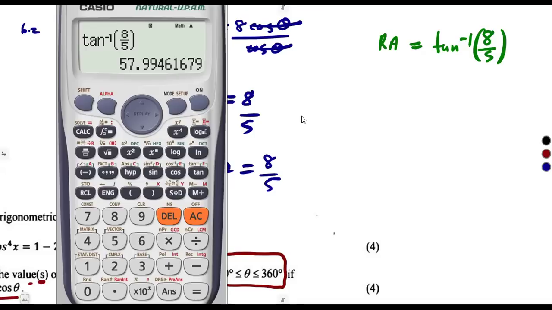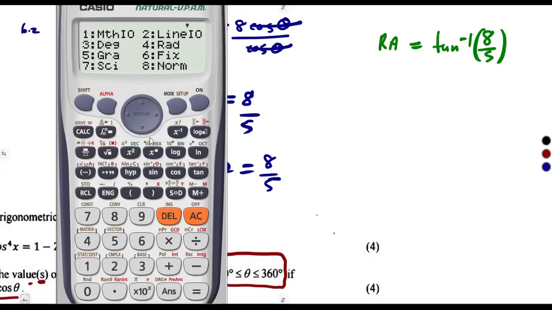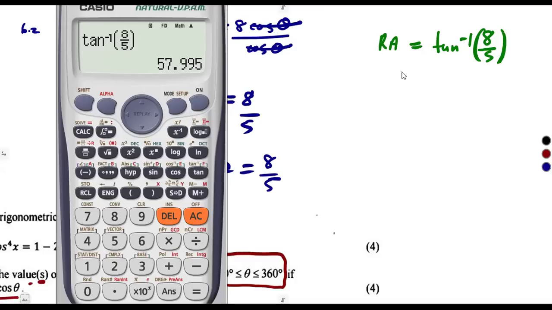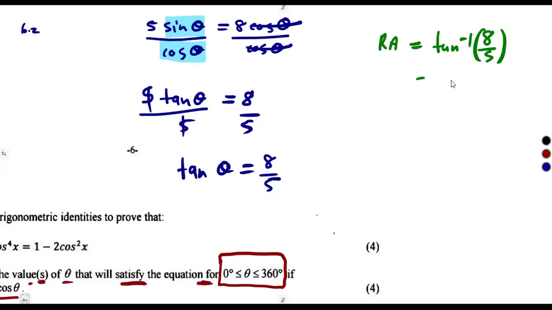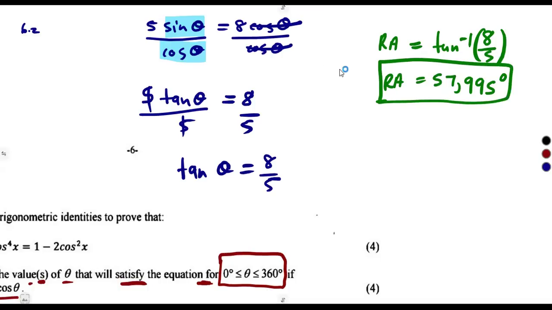This is not the exact angle. It is the reference angle. Remember, the reference angle is the acute angle. You're calculating the acute angle. To 3 decimal places, that is 57.995. This is our reference angle, guys, not the exact angle.